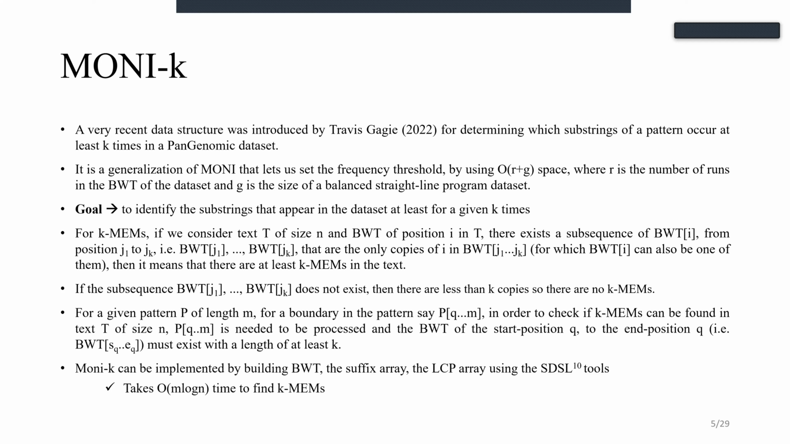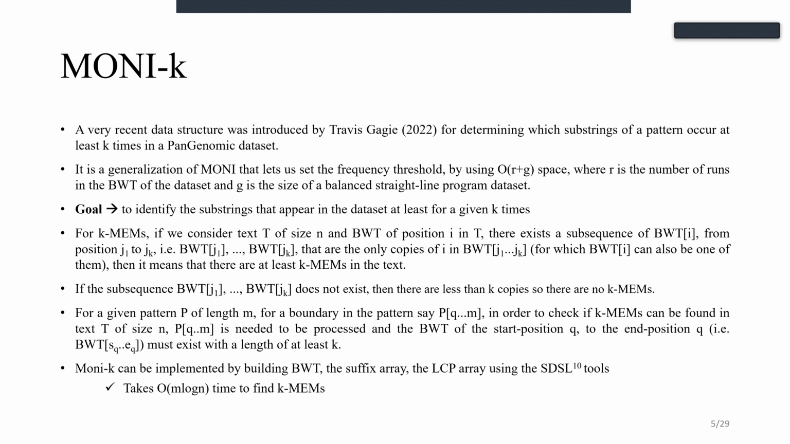So for k-MEMs, if we consider the text T of size n and the BWT at position i in the text, there exists a subsequence of the BWT from position j1 to jk that are the only copies of i in the BWT from j1 to jk. And it means that there are at least k-MEMs in the text. And if this subsequence does not exist, then there are fewer than k copies of the part of the pattern, and therefore there are no k-MEMs.